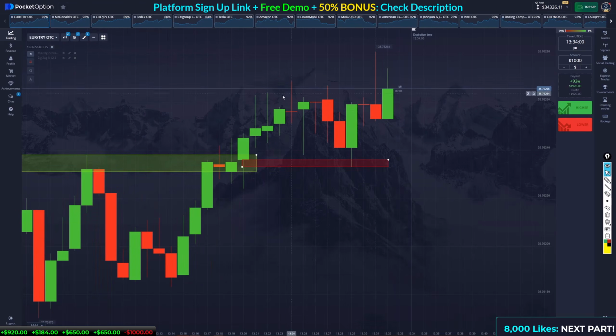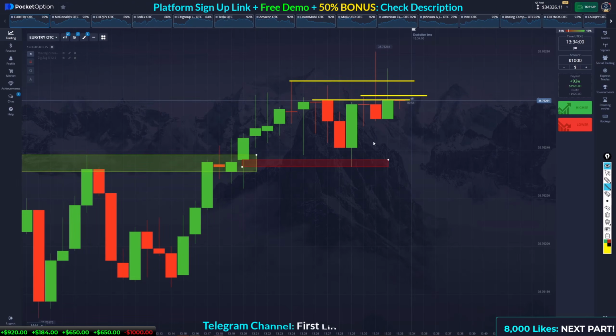What about this one? We still can break the doji from upside, right? But would it be with the trend? Of course, it wouldn't be with the trend.